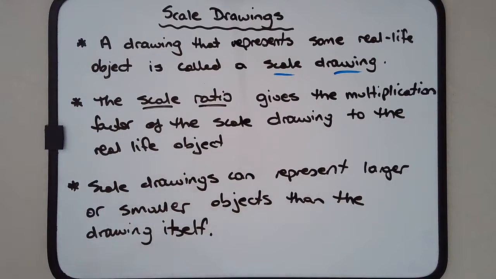So you might have a scale drawing of an ant, for example. It's sort of like it magnifies it to see what it is, but in real life, the object could be quite small. Let's have a look at some examples.